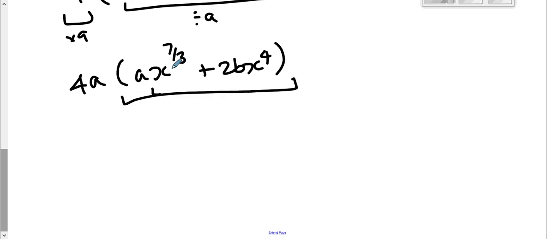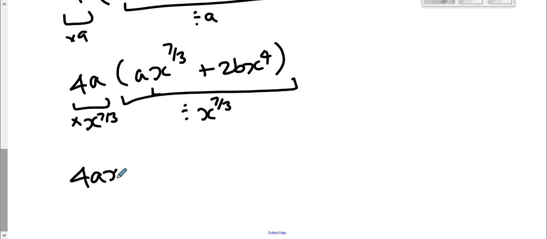So I am going to factorize out the smaller term. Now, 7 over 3 is a smaller number than 4. 7 over 3 is actually 2.333. So I'm going to divide both terms by x to the 7 over 3, as long as I multiply by x to the 7 over 3 there. So that gives me 4ax to the 7 over 3. Then that will cancel with that, leaving just a.